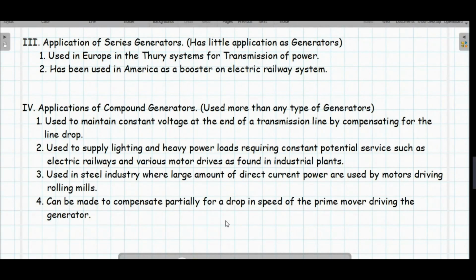Ay, AC din siya eh. Sa mga modern, no? May application na ng AC. Pero kung sa DC, gagamit ka ng compound generator. No? Ginagamit siya sa mga heavy power tools, loads requiring constant potential service such as electric railway. So, ginagamit siya para mag-supply ng pailaw at saka nagbibigay din siya ng heavy power.